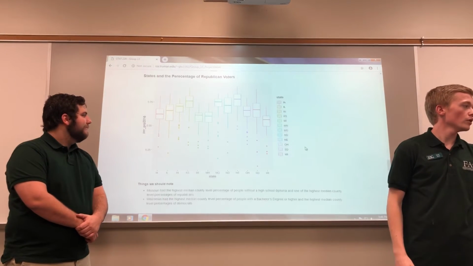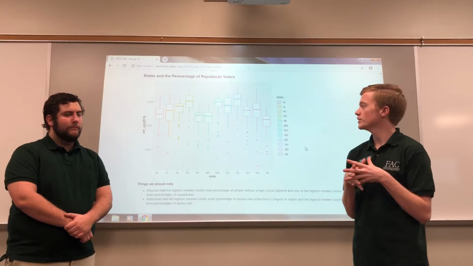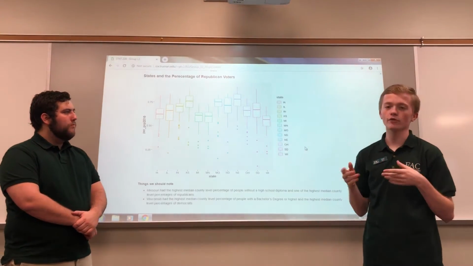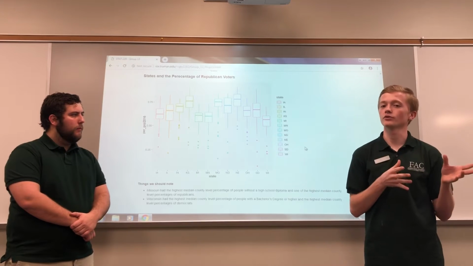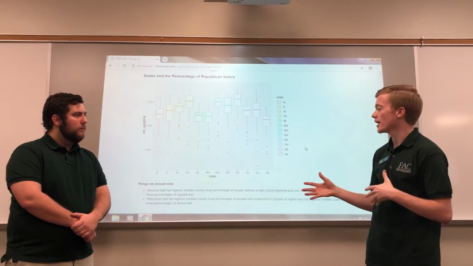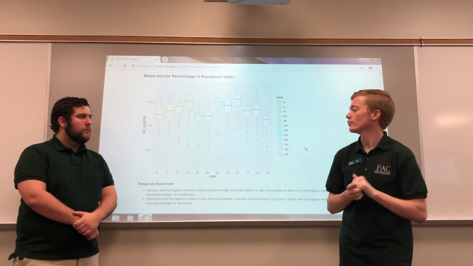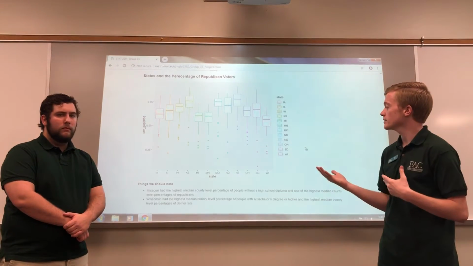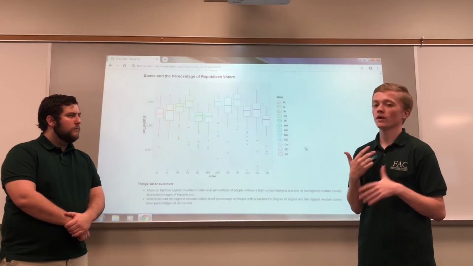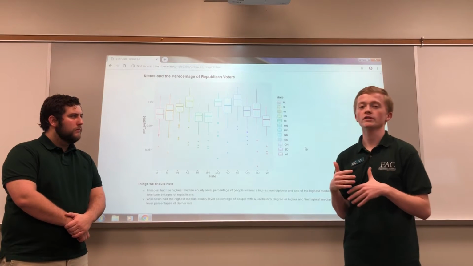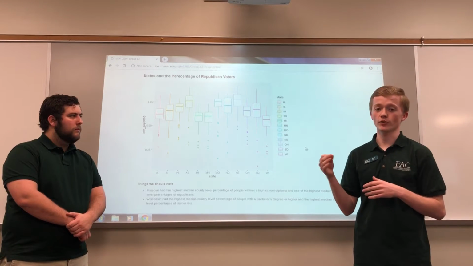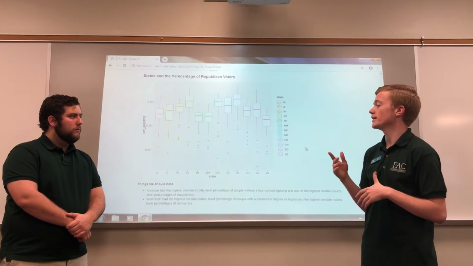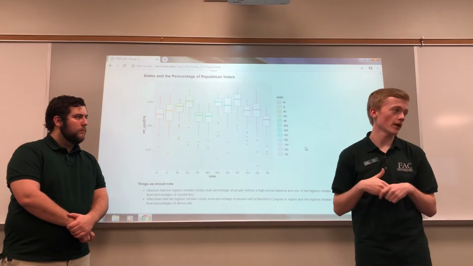And so what we need to combine these two different kinds of box plots to look at is Missouri had the highest median county level percentage of people with less than a high school degree, and it also has one of the highest median county level percentages of voting Republican. And then on the other hand, Wisconsin had one of the highest median county level percentages of having a bachelor's degree or higher, and it also had one of the highest median county level percentages of voting Democrat.